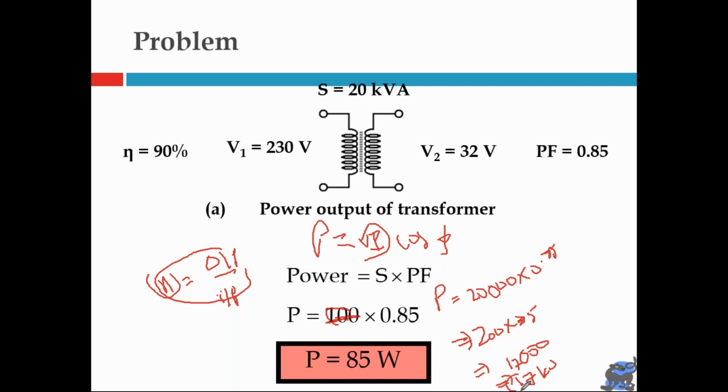Now by using this output power, we can calculate the input power by using this formula. We already know the efficiency value, that is 90%. If you convert the 90%, what is the value here? 0.9. So input is equal to 17 kilowatts divided by 0.9. Then we can calculate the input power.